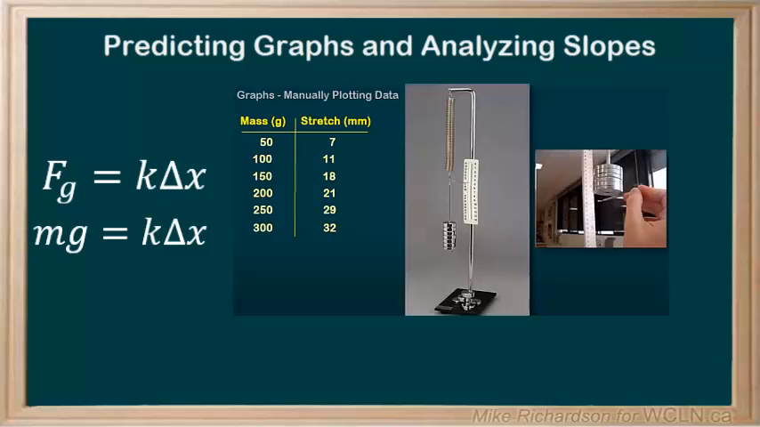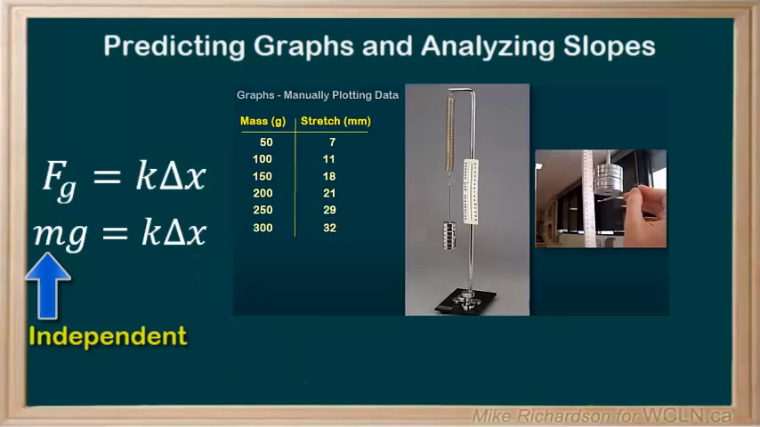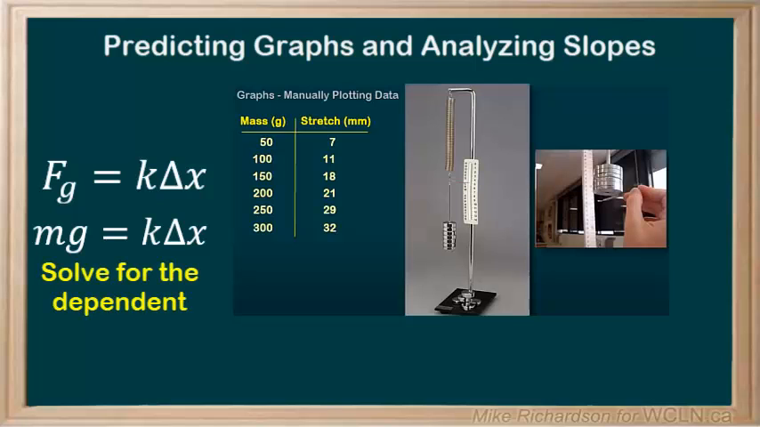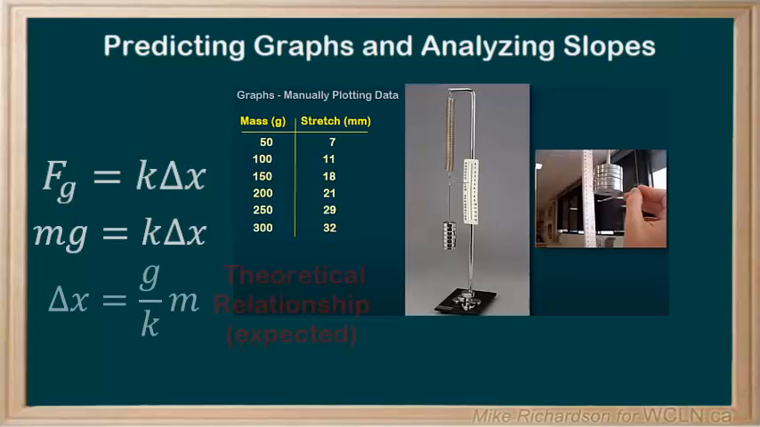When you go to plot the graph, the dependent variable will go on the vertical or y-axis. For this lab, the amount of stretch, delta x, is the dependent variable, since the amount of stretch depends on the hanging mass. Mass m will therefore be the independent variable to be plotted on the horizontal or x-axis. The trick is to solve your equation for the dependent variable. When we do, we get delta x equals mg over k, or delta x equals g over k times m. We have now determined our theoretical relationship.